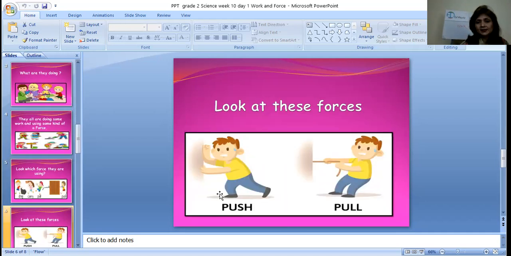Now again, he's pushing the door, he's pulling the door. Again, these are heavy objects, so they are using push and pull.